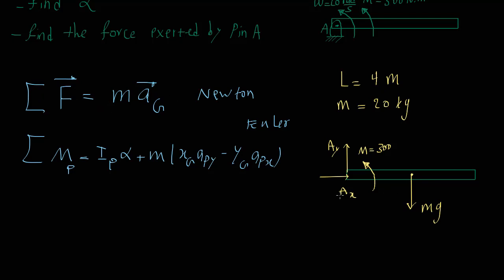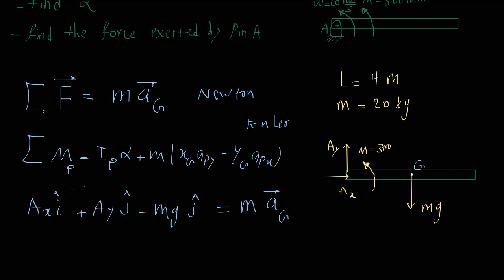Let's start from Newton. From Newton, we can write down that we have A_x i plus A_y j, minus mg in the minus j direction. That's why we have the minus. These are all the forces that are acting on the rigid body, and this is equal to m a_G, the acceleration of the center of mass. Okay, so that's the first equation.